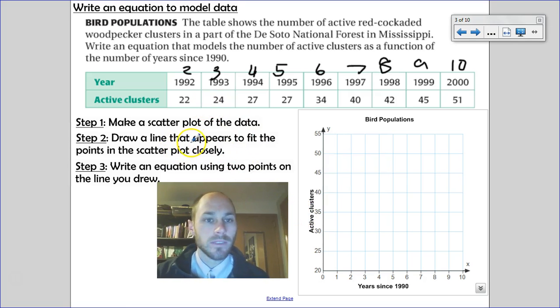So why don't you pause the video, make a scatter plot of the data. For instance, 2 years since 1990, there were 22 active clusters. So put a point right about there. So finish putting all the points on, draw a line of best fit, and then we'll talk about how we can write an equation for that.